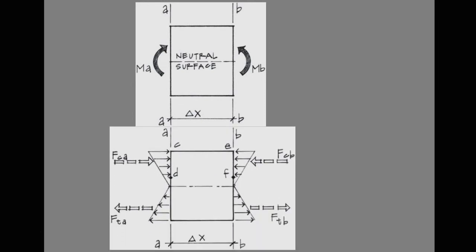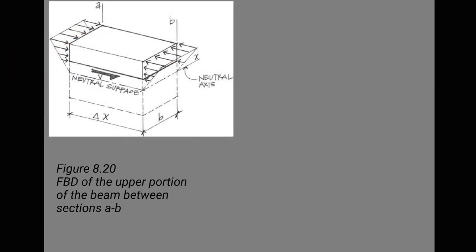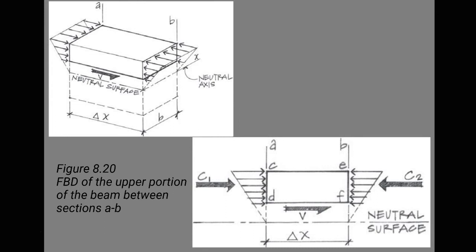On figure 8.19, bending stress on a beam section, letter A, beam section between sections A and B. Letter B, bending stresses on the beam section A to B. Therefore, FCA is less than FCB, and FTA is less than FTB. In figure 8.20, for the FBD of the upper portion of the beam between sections A and B, therefore, FCA is less than FCB and FTA is less than FTB.